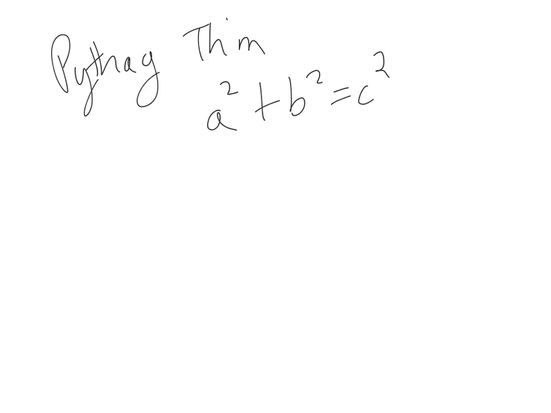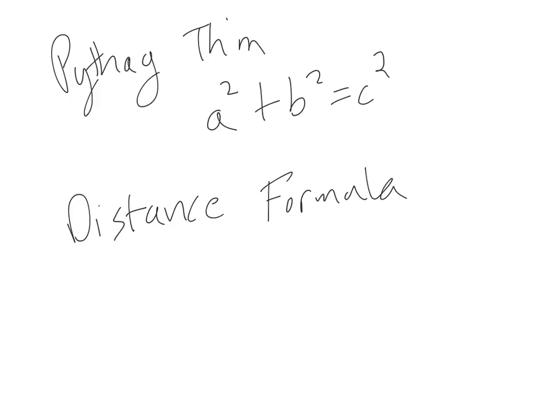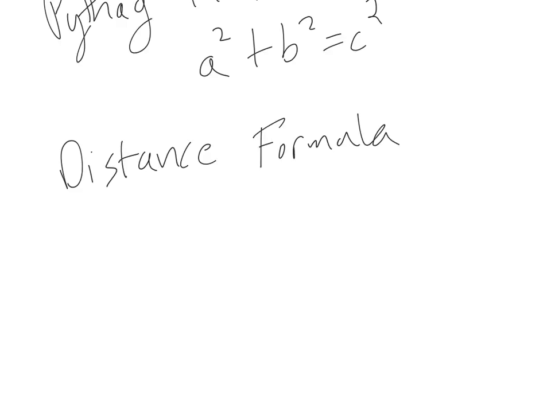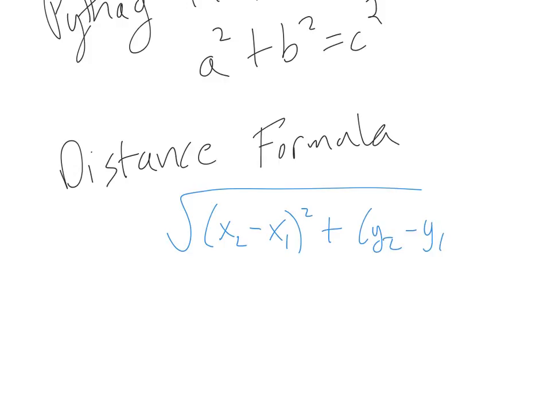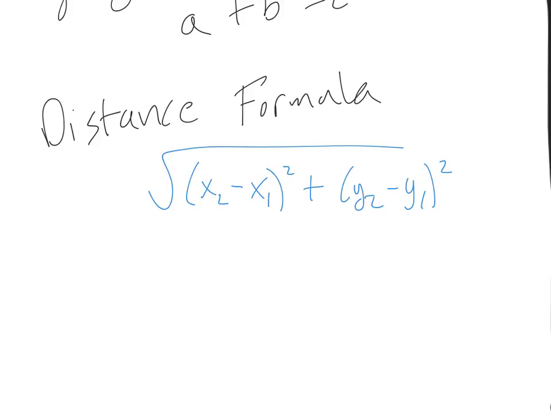And here's how it looks. And it's specific to coordinates, so that's why it looks a little bit different. But here's the distance formula. It is the square root of x2 minus x1 squared plus y2 minus y1 squared.